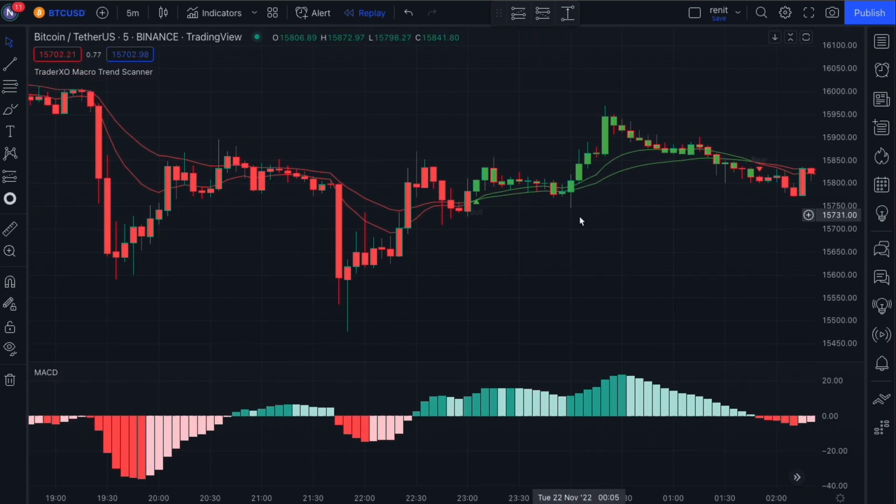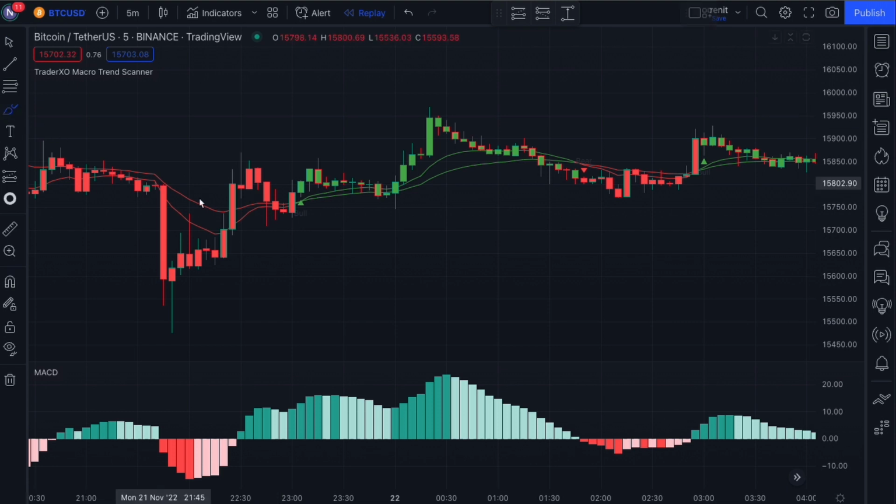Now we're going to be taking signals from this indicator based on which way the lines are crossing. If the crossing is in an upwards direction, this is a signal for long entries, and if the crossing is downwards, it's short entries.